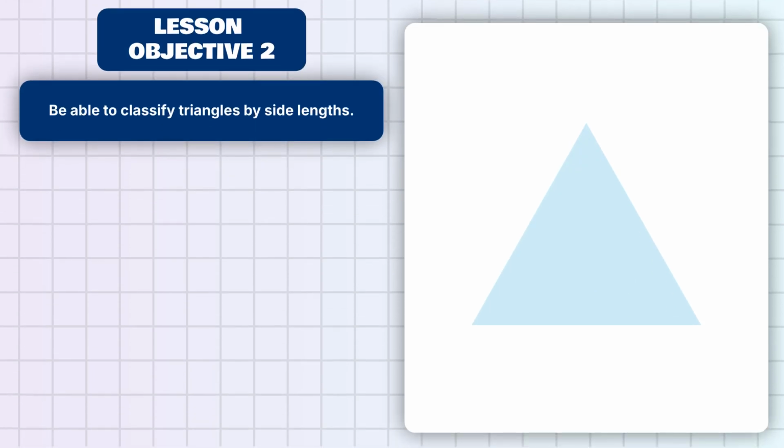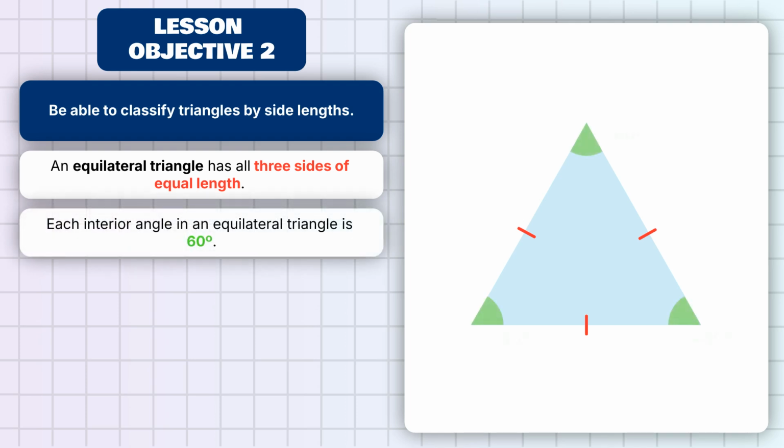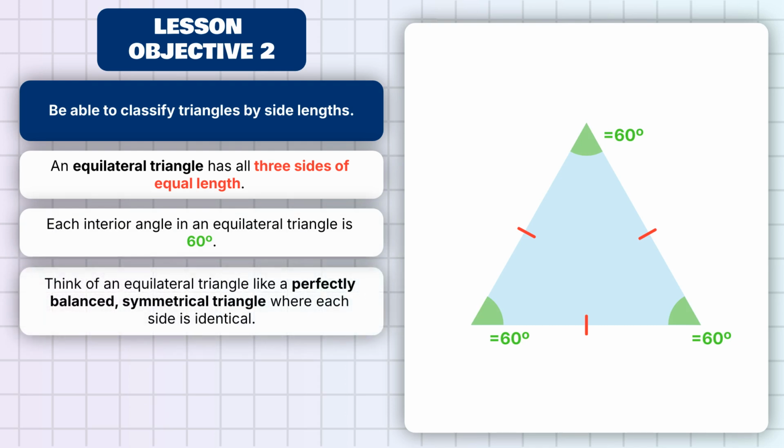Now let's classify triangles based on their side lengths. First, let's look at equilateral triangles. An equilateral triangle has all three sides of equal length. Each interior angle in an equilateral triangle is 60 degrees. Think of an equilateral triangle as a perfectly balanced, symmetrical triangle where each side is identical.